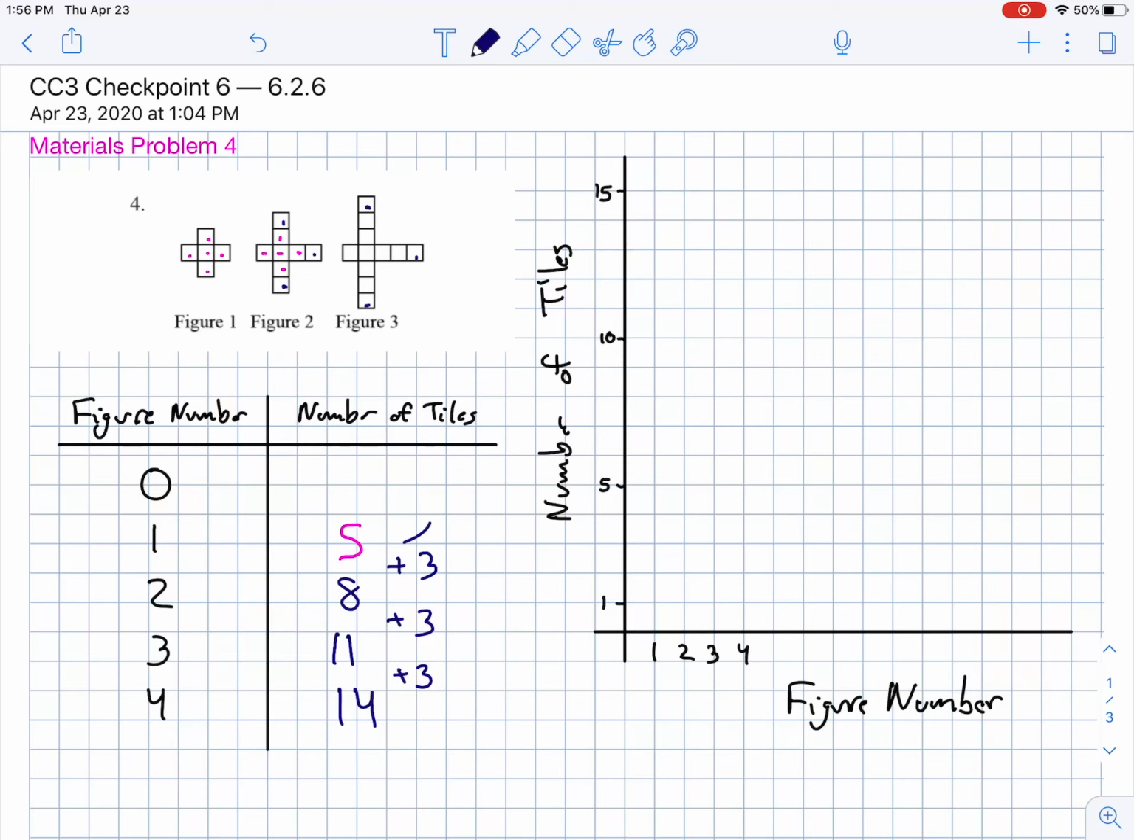We can work backwards as well to figure out what figure 0 would have. If we take 3 tiles away, figure 0 should have 2 tiles. If that's difficult to see what those 2 tiles would be, since we're adding these 3 tiles in each figure, imagine removing these 3 tiles. Actually, let's make it more visually obvious. Imagine removing these 3 tiles. These then would be the only 2 tiles left. So figure 0 would look something like this.